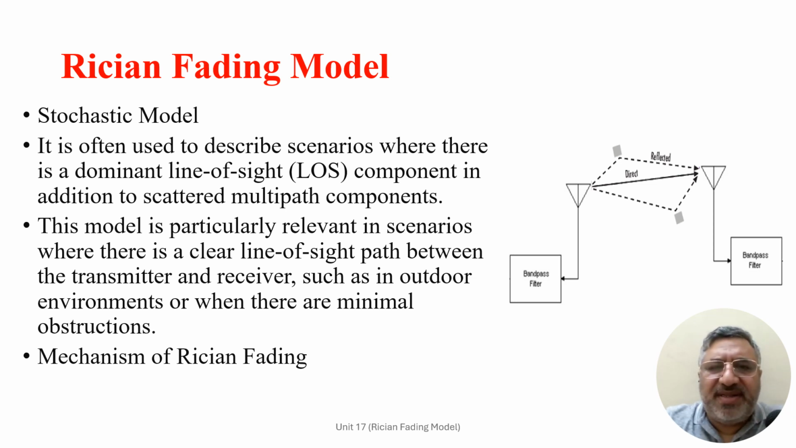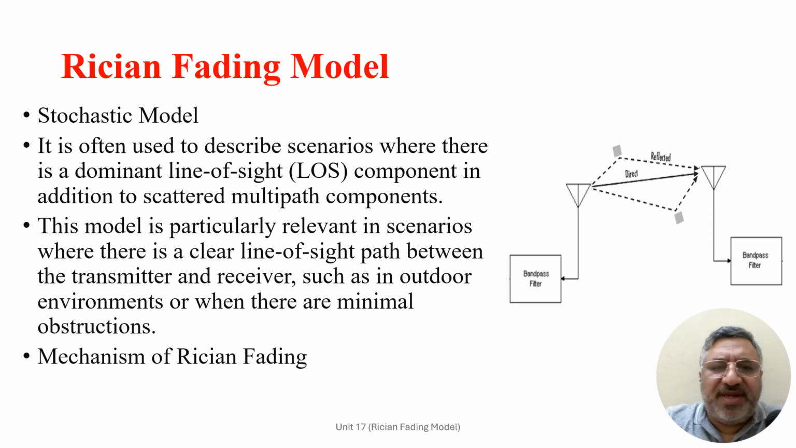In Rician fading, the amplitude gain is characterized by the Rician probability distribution, and Rayleigh fading is sometimes considered a special case of Rician fading when there is no line of sight signal, no strong signal. In such a case, the Rician distribution describing the amplitude gain reduces to the Rayleigh distribution. And Rician fading itself is a special case of two-wave with diffuse power fading.